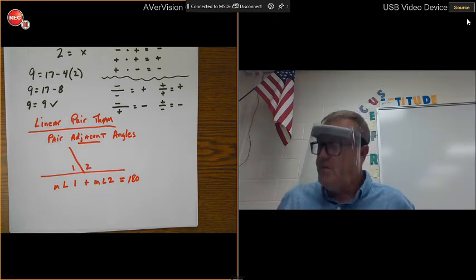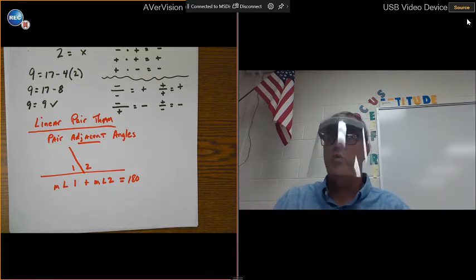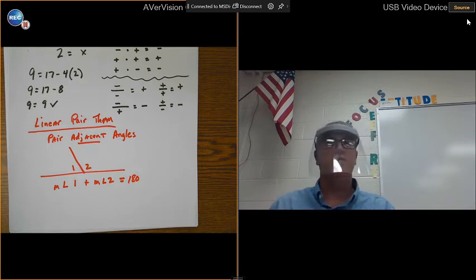Those m's, yes, those are small m's. They represent the word measure. The measure of angle 1 and the measure of angle 2 is 180.